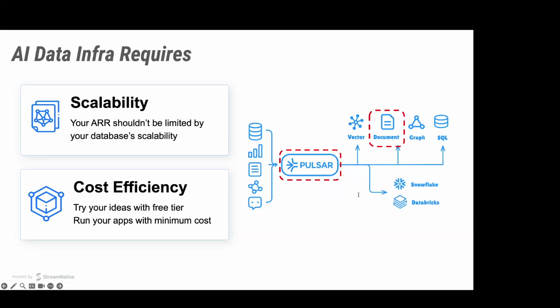Despite the cloud being full of pitfalls, we still need cloud. So what do we really want from our infra, especially for the AI native and the cloud native AI? The number one is scalability. Your ARR shouldn't be limited by your database scalability. Number two is cost efficiency. Run your dev setup for free and your production for cheap. Next, we will focus on 2 types of data products: the streaming system like Pulsar and document database like MongoDB and EloqDoc.